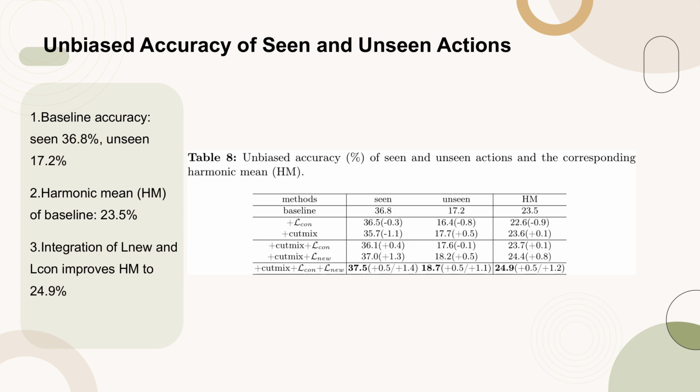Table 8 presents the unbiased accuracy percentages of seen and unseen actions, along with their corresponding harmonic means, HM. The baseline method shows an accuracy of 36.8% for seen actions and 17.2% for unseen actions, with a harmonic mean of 23.5%. The table details the impact of various enhancements, such as adding Lcon, cutmix, and Lne on these metrics. Notably, the integration of Lne and Lcon results in the highest harmonic mean of 24.9%, indicating a significant improvement in balancing the accuracy of seen and unseen actions.